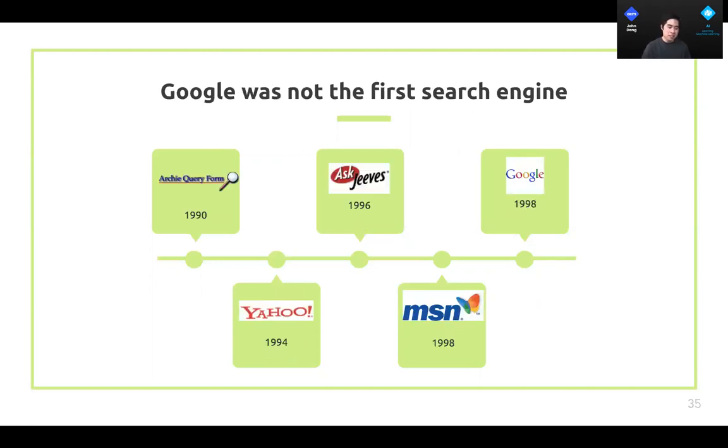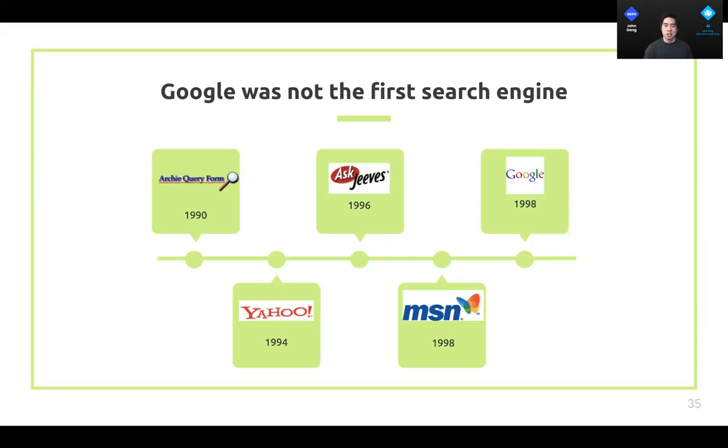But one of the big things that's important to note is that Google was not actually the first search engine. They weren't the first to come up with this idea. Back in 1990, there was one of the first few web search tools, called Archie Query Form. Yahoo, a really big player that also came out of Stanford students, came out in 1994. Ask Jeeves, now called Ask.com, came out in 1996. And right before 1998, MSN Search, which later became Bing, came out before Google, which only then came out in 1998.